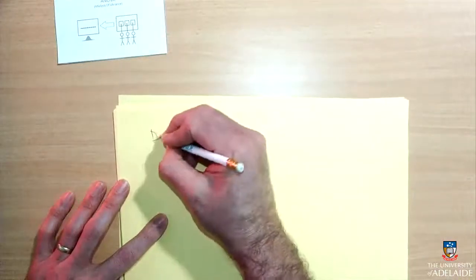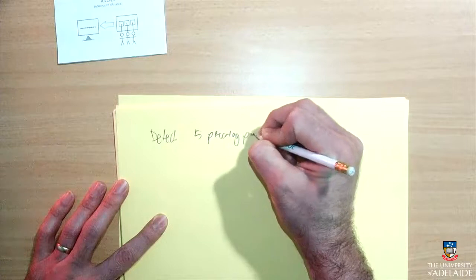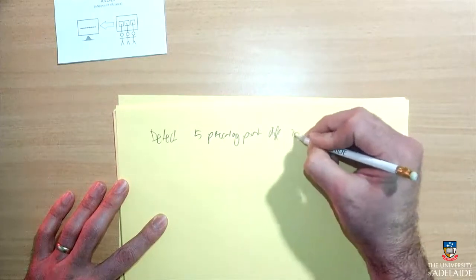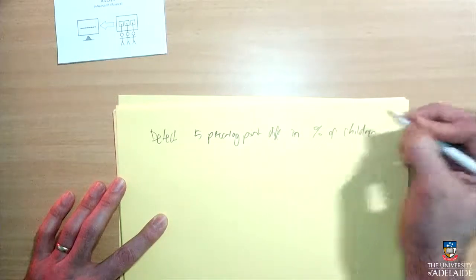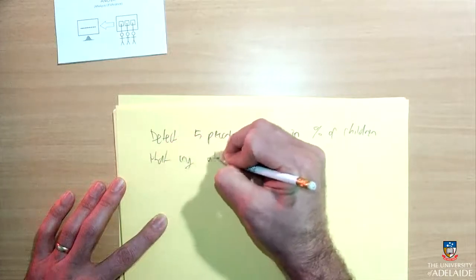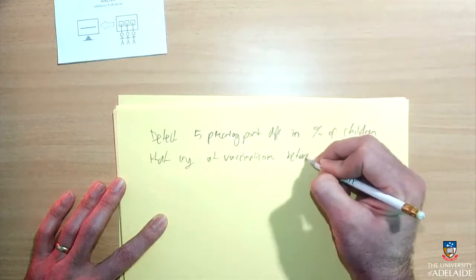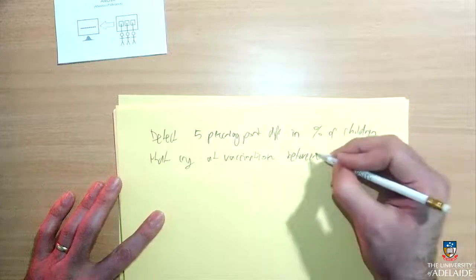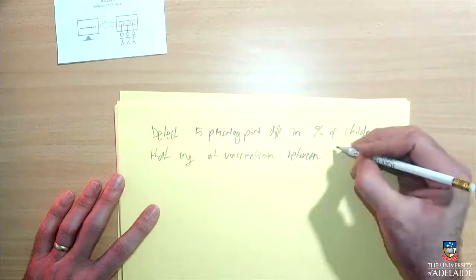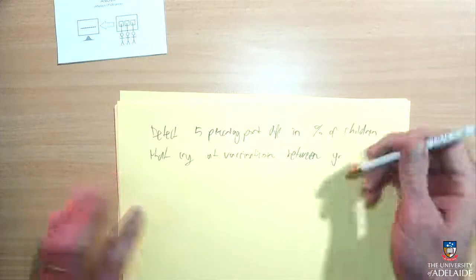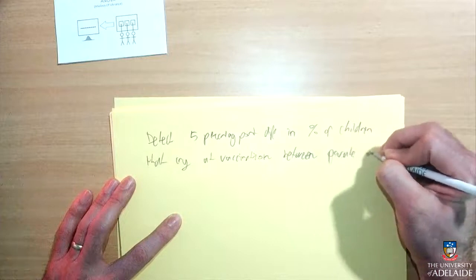What if you wanted to detect a 5 percentage point difference in the percentage of children that cry at vaccination, between, I don't know, what do you reckon might affect that? Between private and public schools.